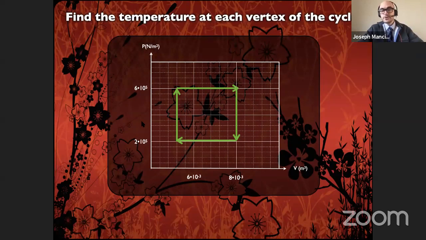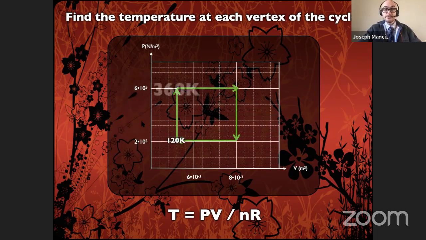So how would you find the temperature at each vertex in this cycle? Well, from the ideal gas law, we know that T equals PV over nR. And we have all the values of PV, n, and R. So I'm hoping that you calculated the following temperatures at the vertices of this process. Notice that the highest temperature is the one with the highest PV value.